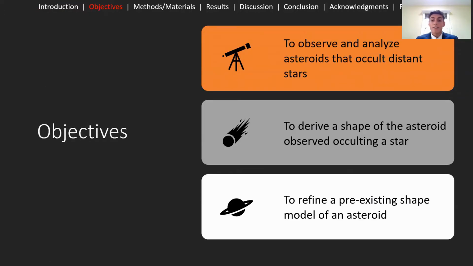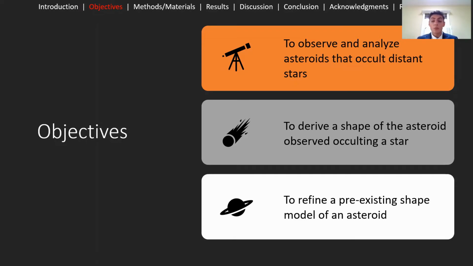For my project, I set up three main objectives. The first being to observe and analyze asteroids that occult distant stars. The second being to derive a shape of an asteroid observed occulting a star. And the last being to refine a pre-existing shape model of an asteroid.